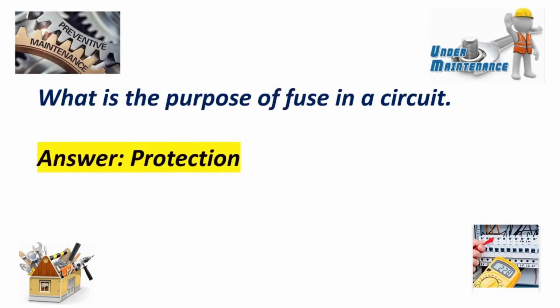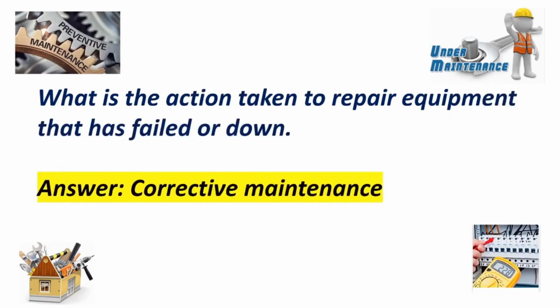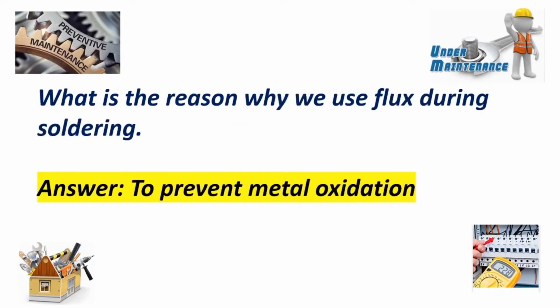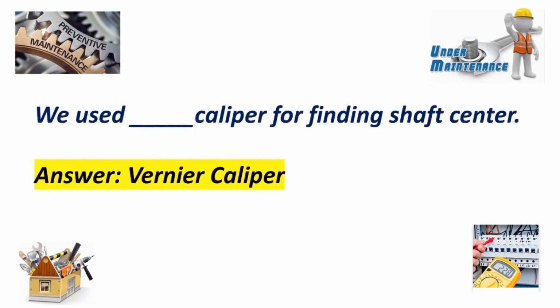What is the purpose of the fuse in a circuit? Answer: protection. What is the action taken to repair equipment that has failed or is down? Answer: corrective maintenance. What is the reason why we use flux during soldering? Answer: to prevent metal oxidation. We use a blank caliper for finding shaft center. Answer: Vernier caliper.